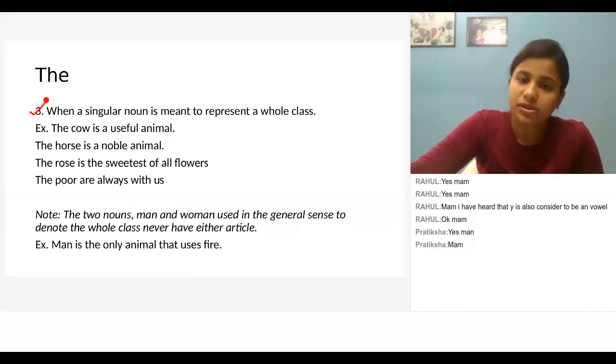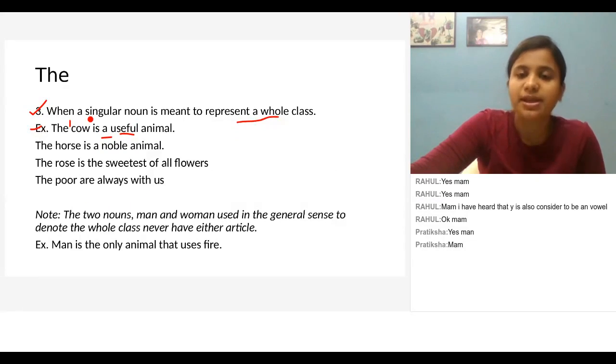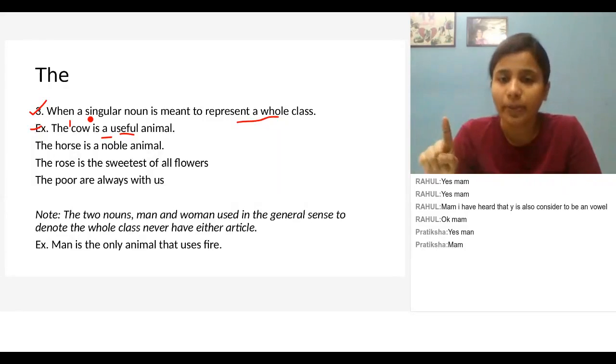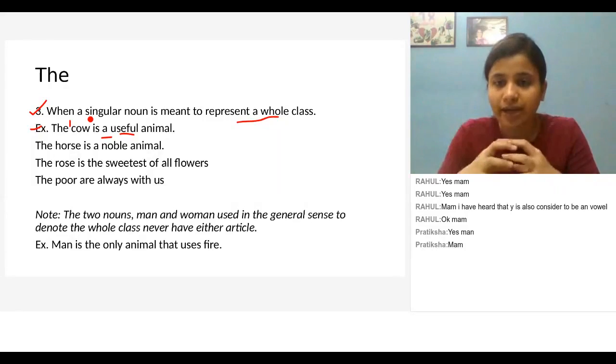So we use the when a singular noun is meant to represent a whole class. Suppose I say the cow is a useful animal. Again, remember it's a here because it's useful. So when I say the cow is a useful animal, I'm not talking about one particular cow, but I'm talking about cows, the cow as an animal. All the cows in this world, I'm talking about them, and I'm saying that the cow is a useful animal.